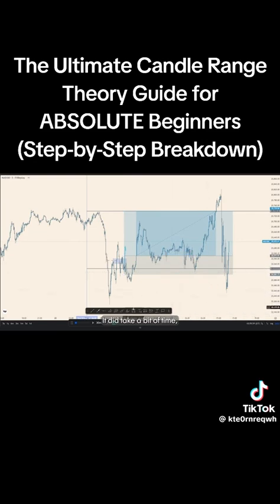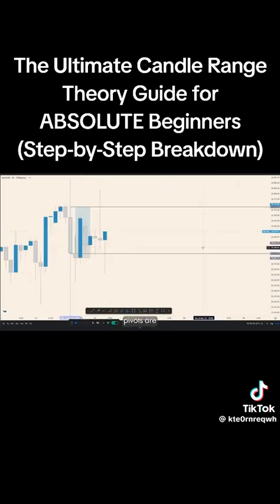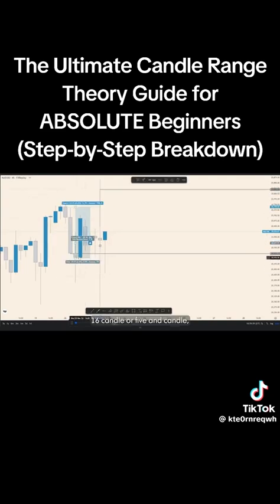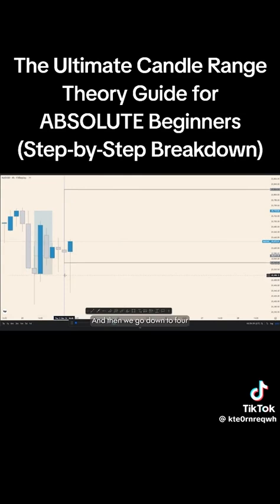It did take a bit of time, but once price finally reached that target area, price is starting to pivot once again to the opposing side of the range. And once again, once it reaches the low point, it then again pivots. Now, going back to our 4-hour time frame, we take our 4-hour 6 a.m. candle or 5 a.m. candle, and we mark out the high point and the low. And then we go down to the 50-minute time frame.